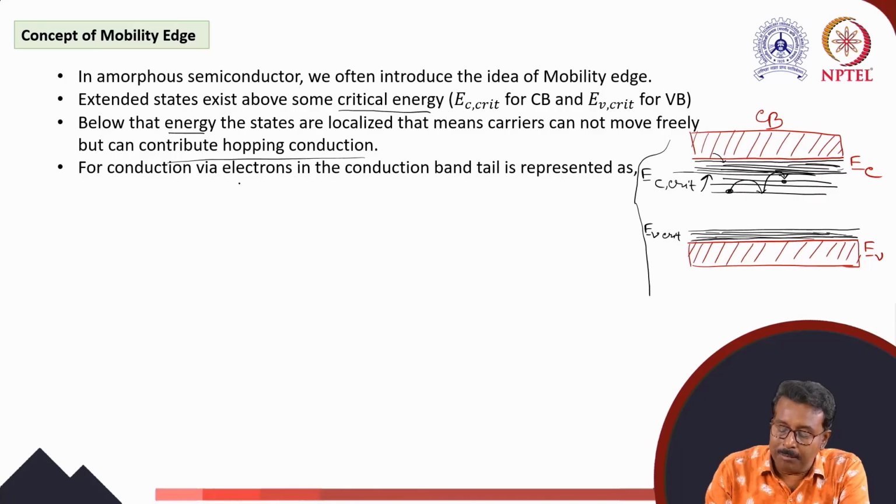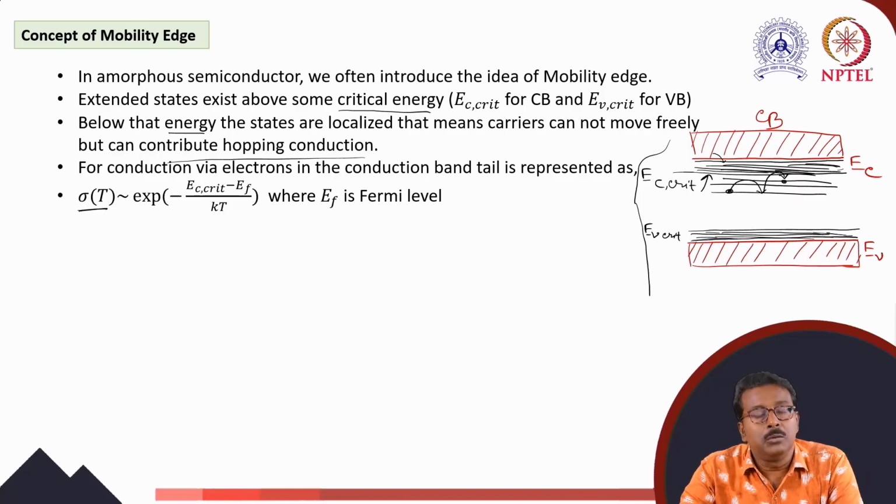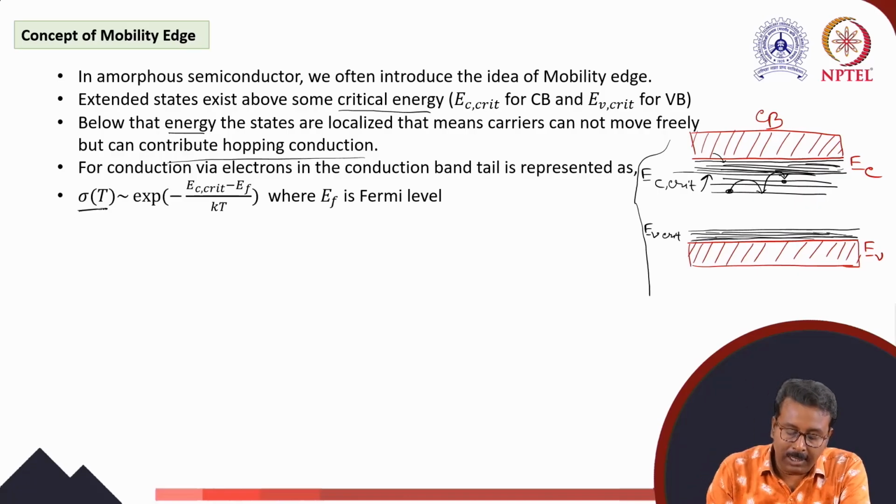And for conduction via electrons in the conduction band tail, it is represented as, say, sigma t almost equal to exponential of minus (EC critical minus EF) by KT. EF is the Fermi level. So for the conduction due to the carriers in the tail states above the critical value, the conductivity sigma is governed by this formula.